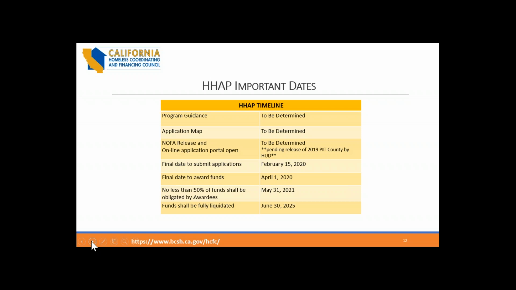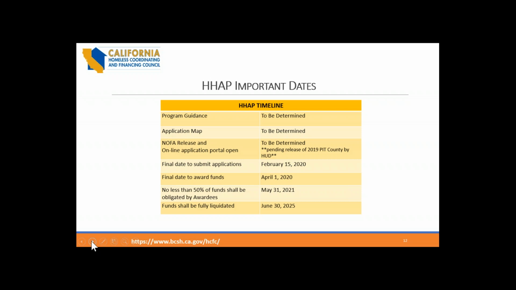So we will do review and awards and disbursements on a rolling basis like we did with HEAP. Unfortunately, I don't have the disbursement timeline mapped out yet. But again, we will look to move fairly quickly like we did with HEAP. Important other dates are that 50% of the funds shall be obligated by May 31st. Actually, that's 2023. And funds shall be fully liquidated by June 30th, 2025. So this program has a little bit more of a runway than HEAP.